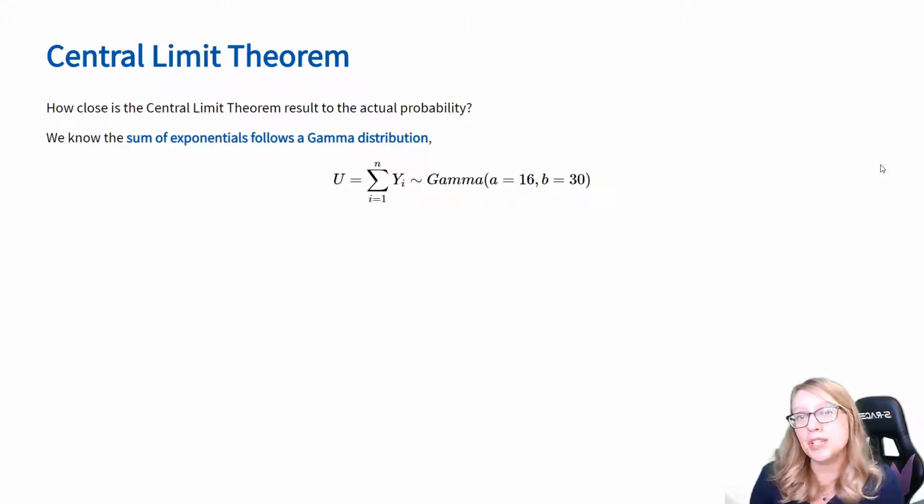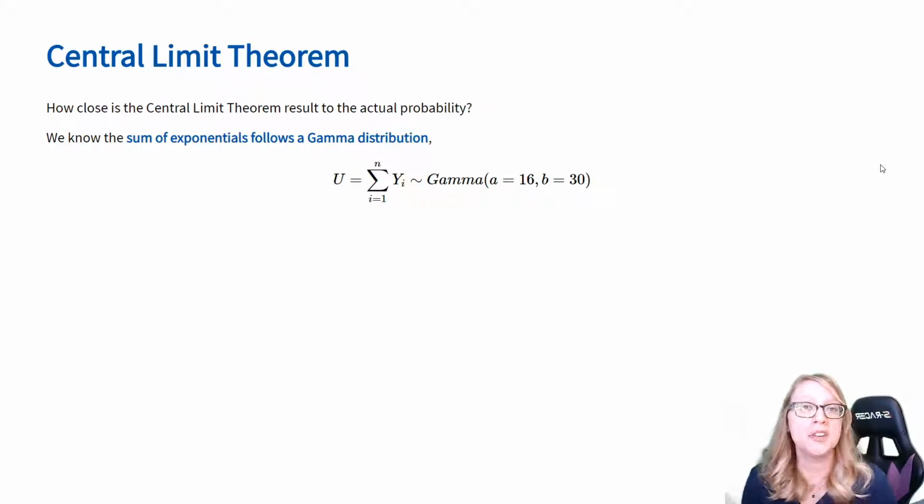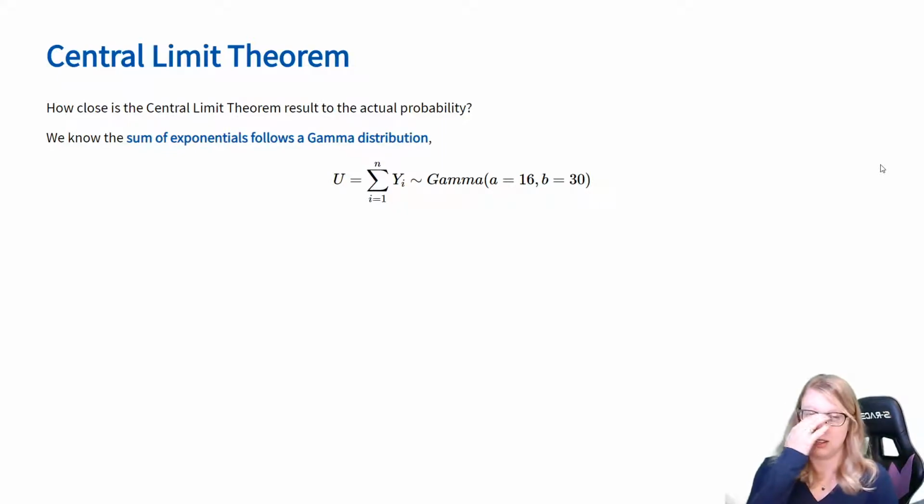Now, how close is this central limit theorem result to the actual probability? We know how the sum of exponentials is distributed mathematically. That follows a gamma distribution. If I take a look at how the sum of these exponentials, or this gamma, compares to the sample mean, which is just the sum over the sample size, then I can get an idea of how closely the central limit theorem matches reality.